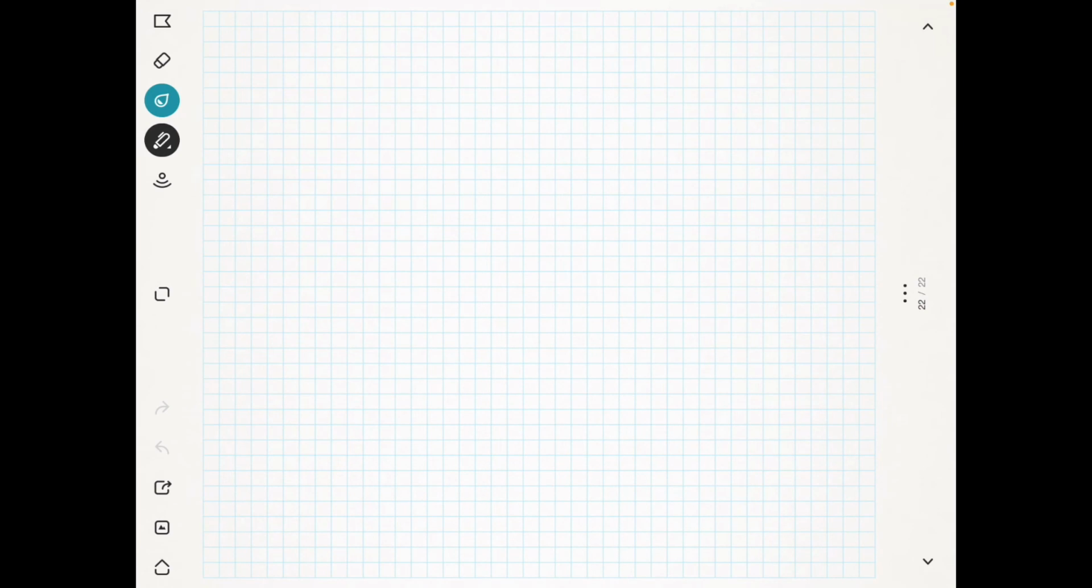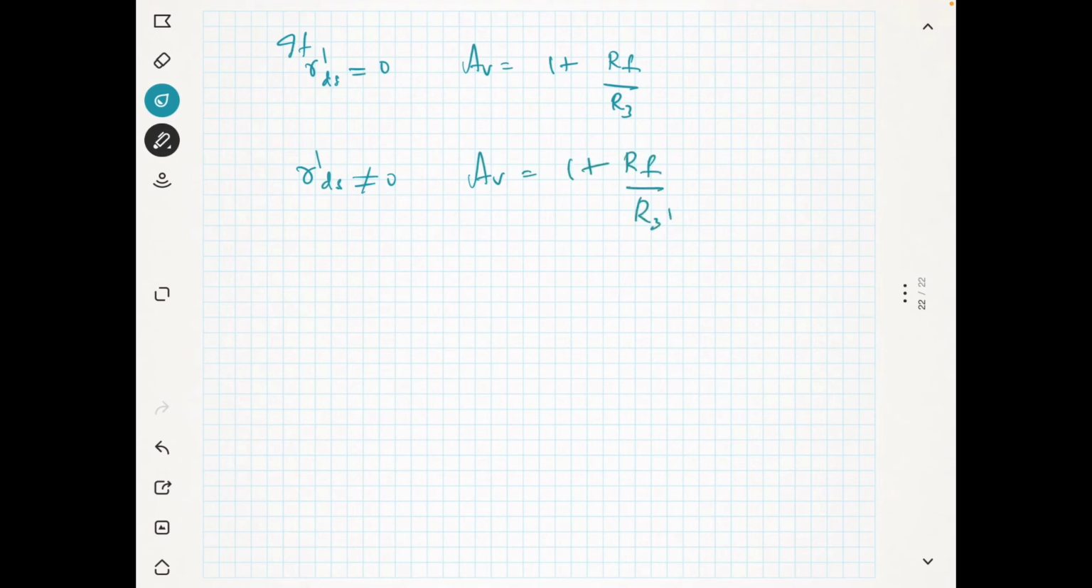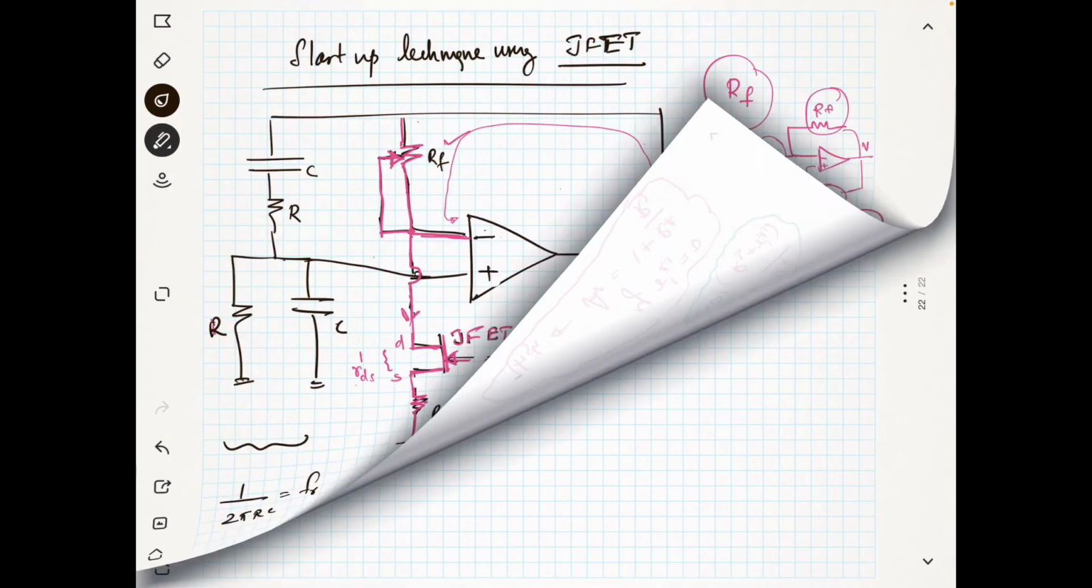Either if R dash ds is equal to 0, the gain is equal to 1 plus Rf by R3. If R dash ds is not equal to 0, we have gain equal to 1 plus Rf by R3 plus R dash ds. So this gain is low and this gain is high. Okay, so the first gain is high and the second gain is low. But when all these conditions will appear, that is what we are going to see.